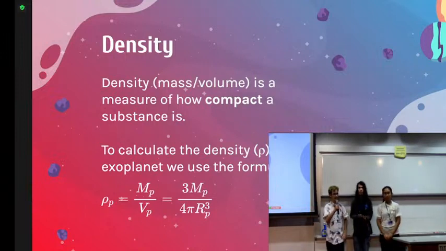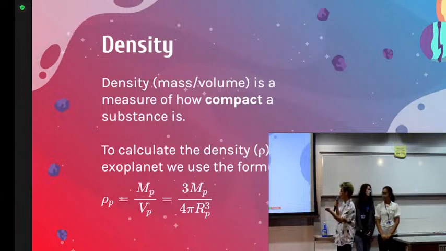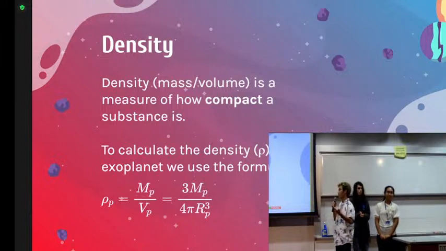Okay, so we talked about density on the last slide. Density is just mass divided by volume. It's a measure of how compact a substance is. To calculate the density, which is rho, on the left most side you can see rho p. Rho p is the planet's density. We take the mass of the planet divided by the volume of the planet, and we got that through 3 times the mass over 4 pi r cubed of the planet. R being the radius, we took the cube of r, and multiplied that by 4 pi. So that's how you get the density of the planet.